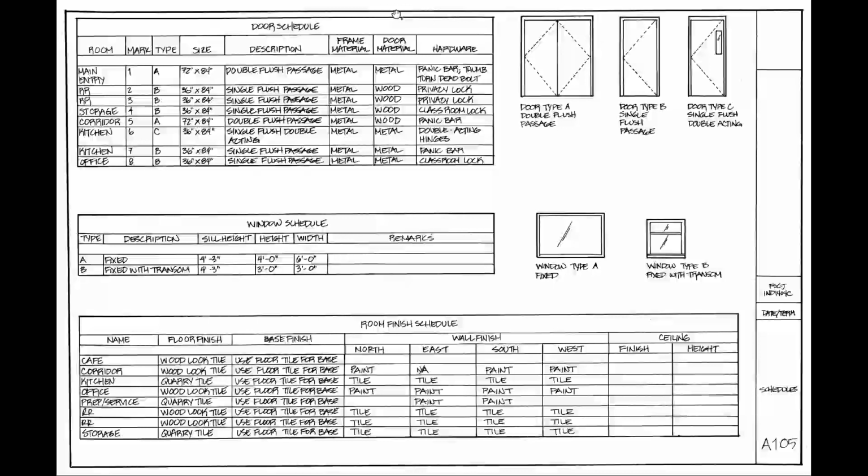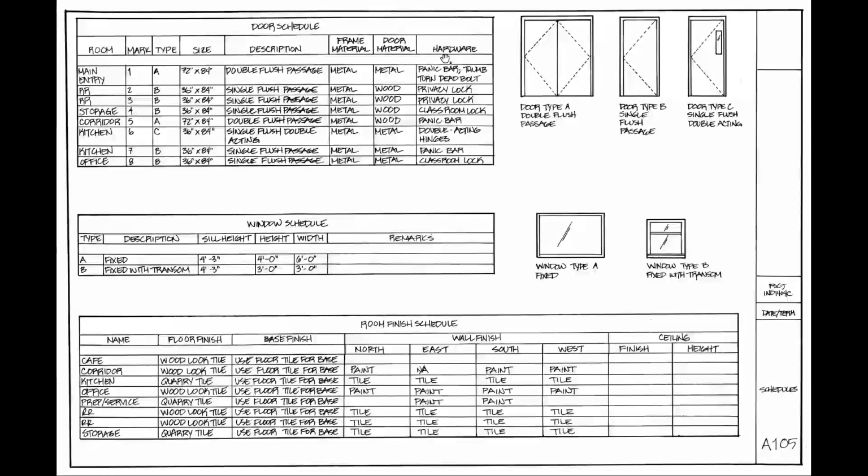So when you look at your door schedule, you can see here they're sorted by room, and so you can see all the different room labels from our floor plan are here. You can see the mark that was shown in the door tag that we already talked about. And then you can see the door type here. And you can see that the type A, B, C corresponds to the door type elevations that are drawn over here. And you can see here, we also have a column for size, description, frame material, door material, and hardware.